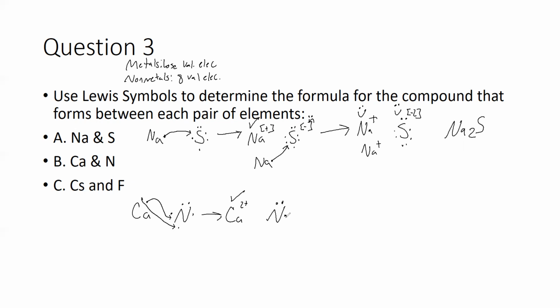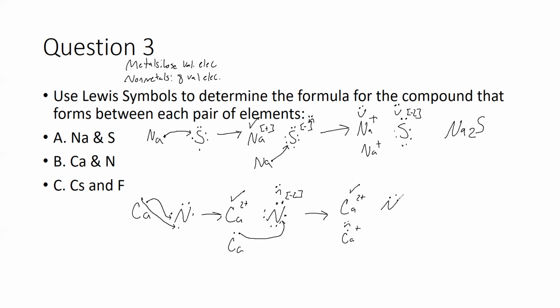Nitrogen is now at 7. So it is now 2 minus. But it's not happy because it only has 7. And it needs 8. So let's add another calcium. And calcium gives 1 electron away to nitrogen. And after that, we have calcium 2 plus. So that calcium's happy. Calcium 1 plus, not happy because it still has 1 electron.